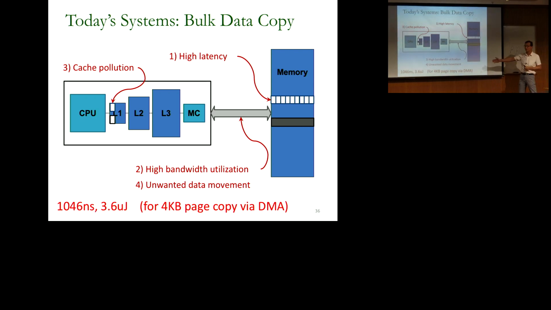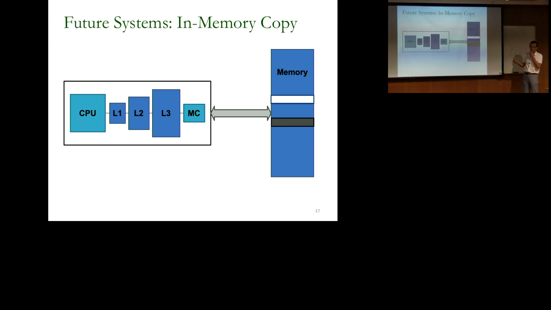So basically, with some technology assumptions, if you want to do this 4 kilobyte page copy via the direct memory access engine, not going through the on-chip hierarchy, it takes about 1,000 nanoseconds and 3.6 microjoules. I'm going to show you a mechanism called RowClone that will do it better.